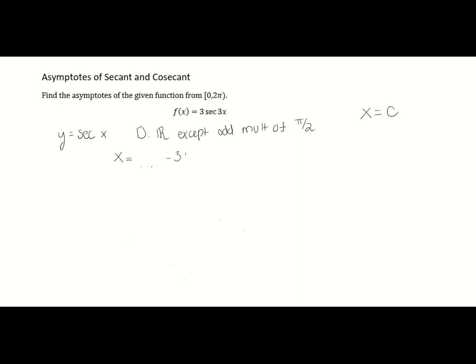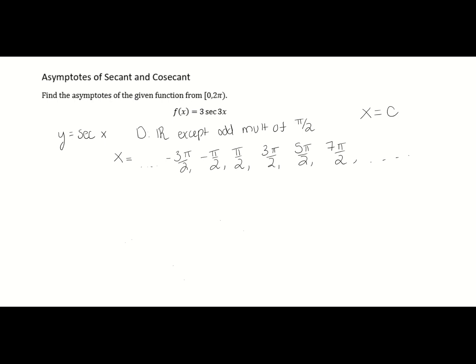So it'll be negative 3 pi over 2, negative pi over 2, pi over 2, 3 pi over 2, 5 pi over 2. And you can keep going as long as you would feel comfortable. I think that should be enough to just see the behavior of what's going to happen.